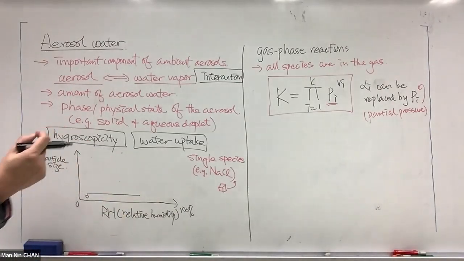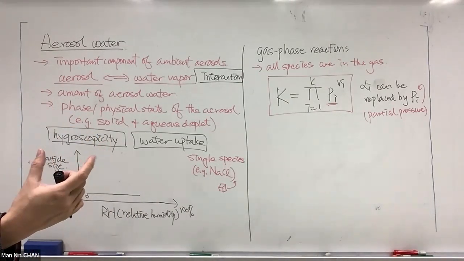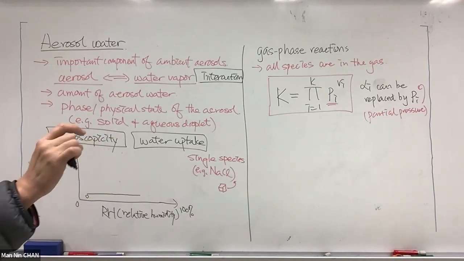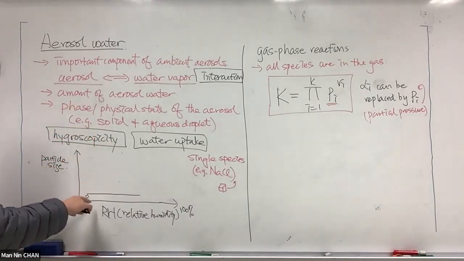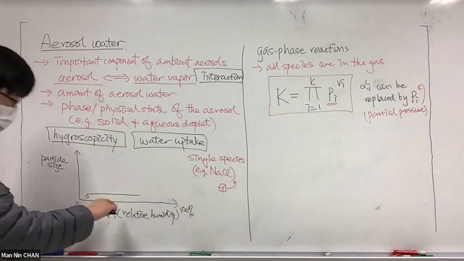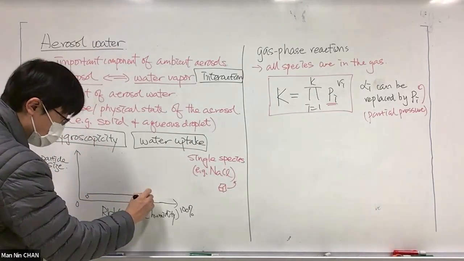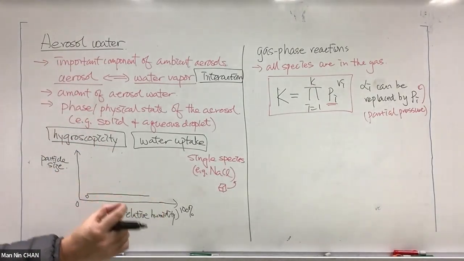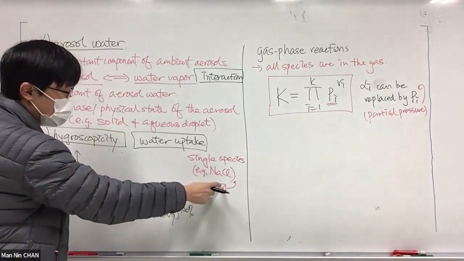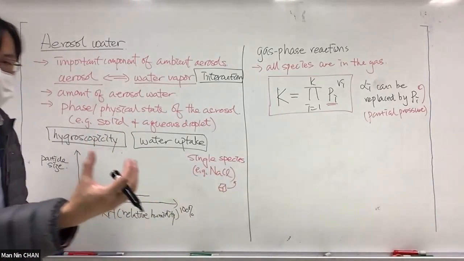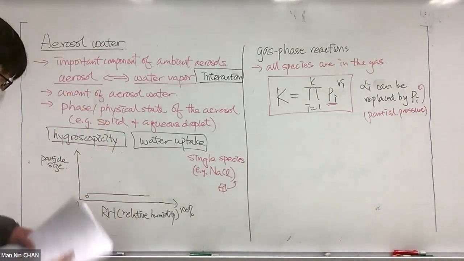So if you have some idea, if table salt is exposed to increasing RH, most of the time it just exists as a solid crystal, so it doesn't absorb any significant amount of water. But at a certain point, all of a sudden, your sodium chloride crystal, or your salt, will absorb water and become a droplet.